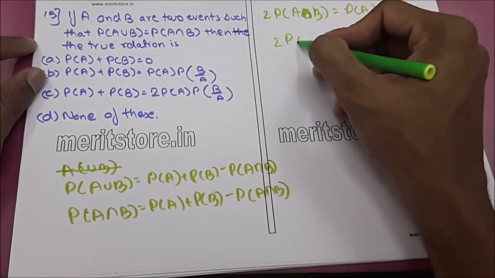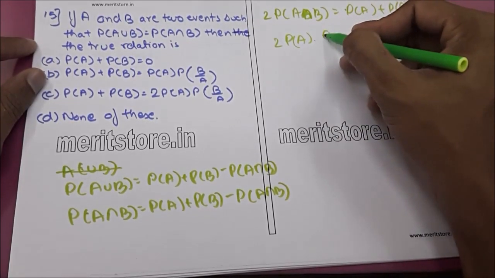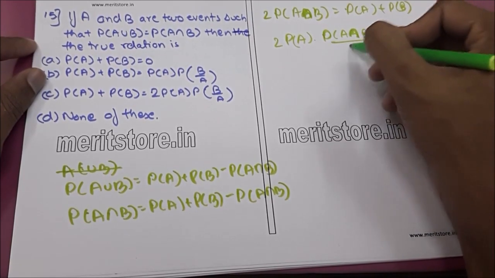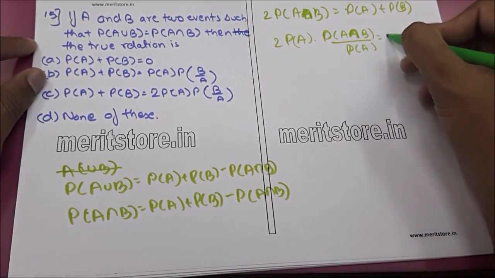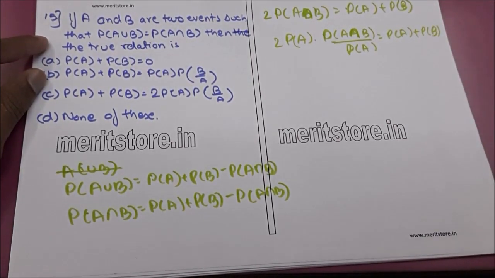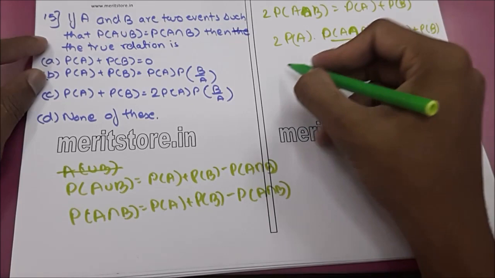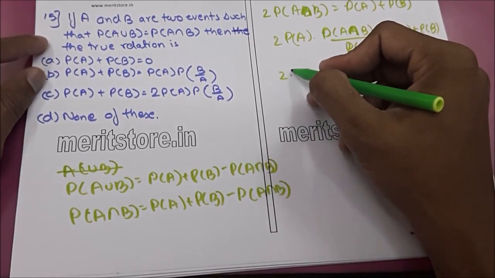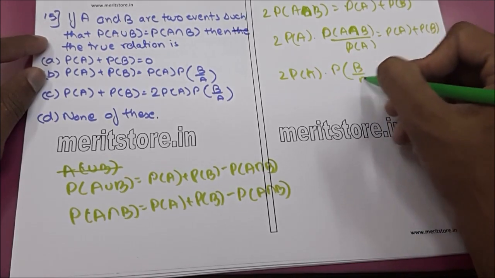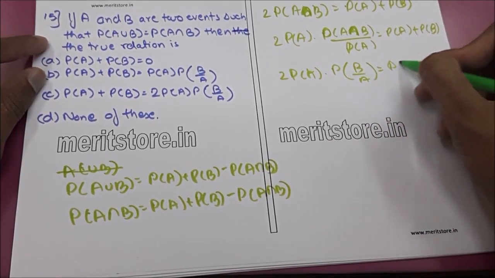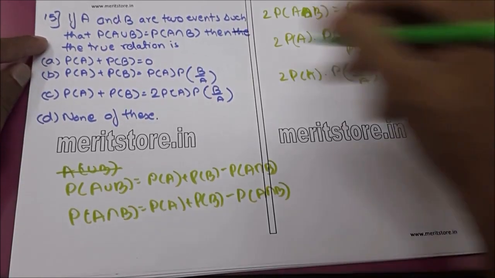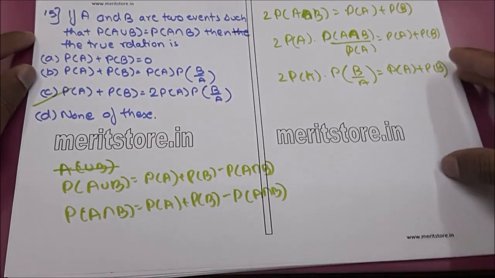So 2 into probability of A into probability of A intersection B upon probability of A is equal to probability of A plus probability of B. We solve this further, we get 2 probability of A into probability of B upon A, which is equal to probability of A plus probability of B, which is our option C. Option C is the correct answer.